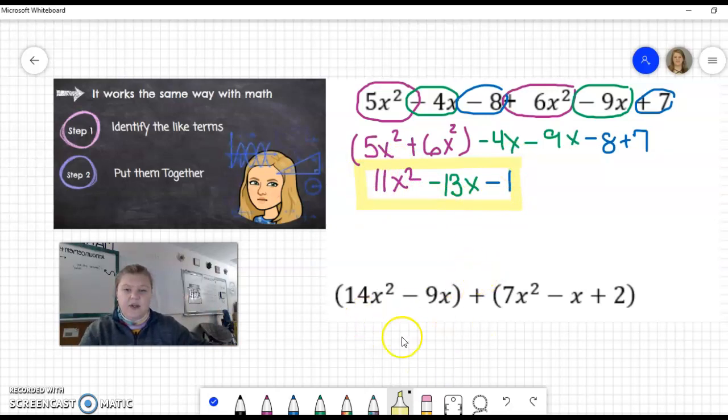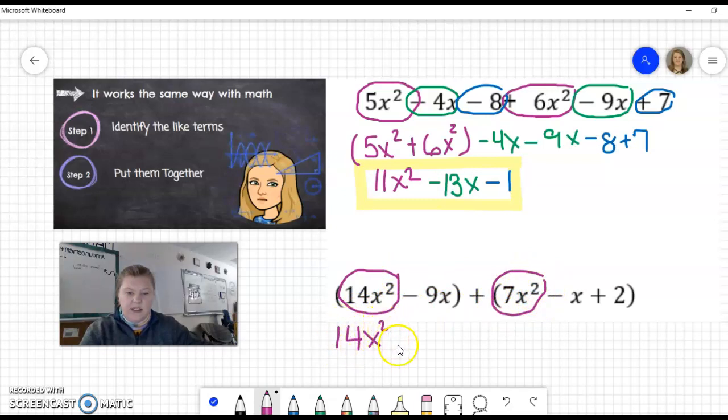Okay, on the second one, we're going to go ahead and identify our like terms. So I have an x squared here, and I have an x squared here. So I'm going to just rewrite it so that they are together, and I'm going to keep that plus in front, so positive 7x squared. Notice this is also positive because there's nothing in front of it. If it helps for you to write it that way, that's fine.